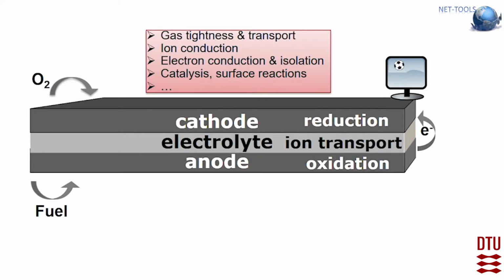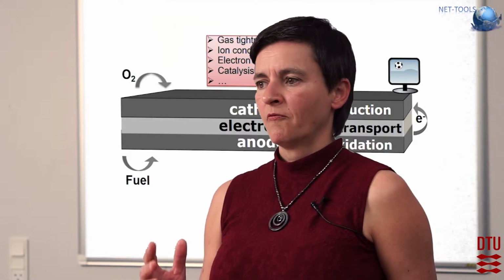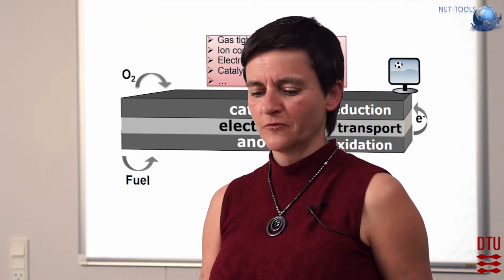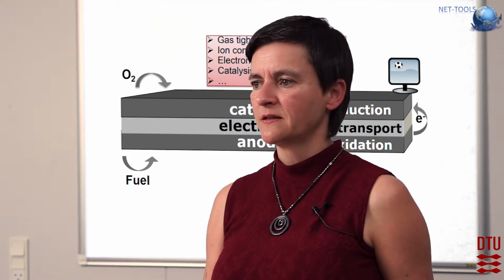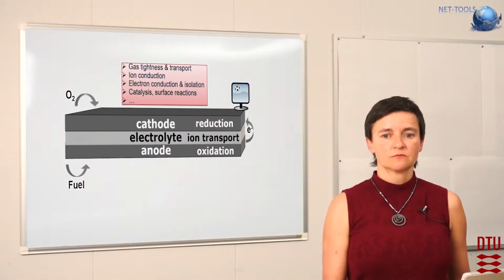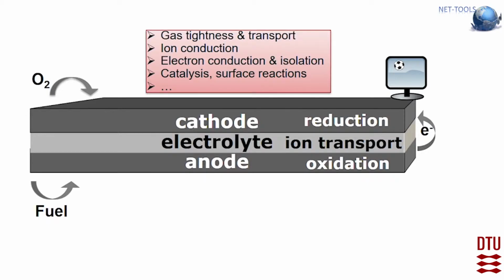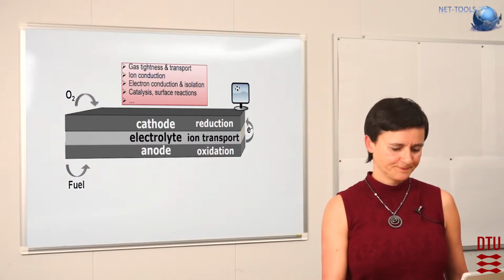All these processes are actually quite complex. Many reactions are occurring. For example, gas transport or gas tightness for the electrolyte case. You need ion conduction. You need electron conduction. For some components, you need isolation. There will be catalytic reactions, surface reactions, transport, adsorption, desorption. So, quite a complex network of processes.